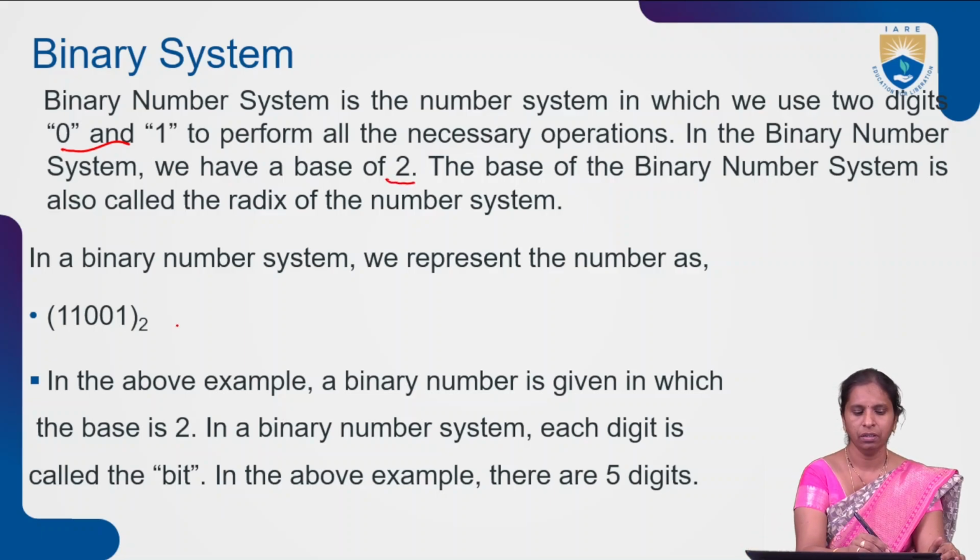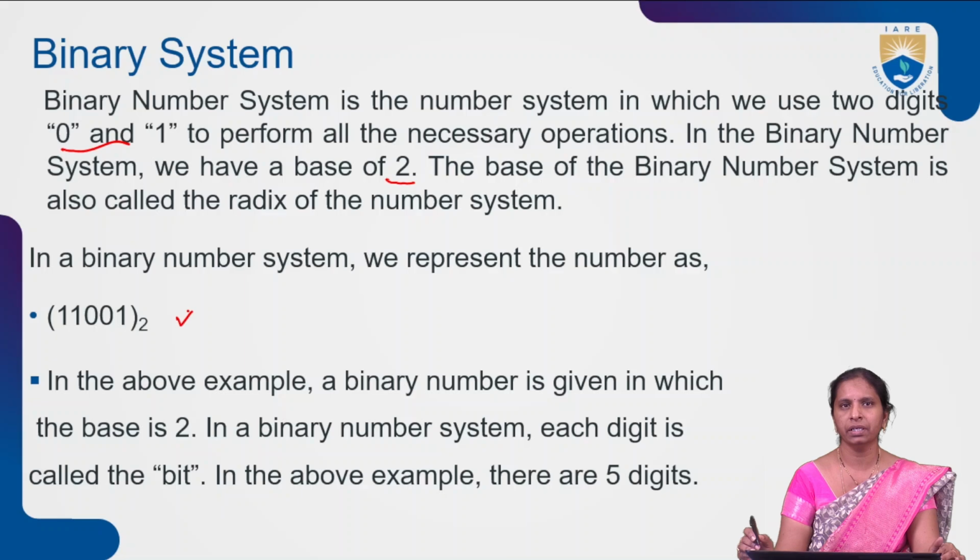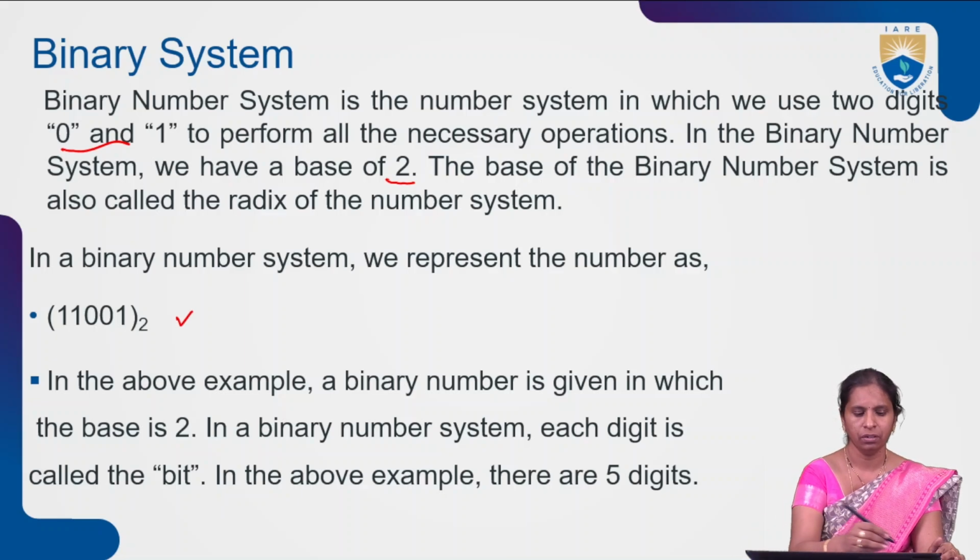For example, if you take the number 11001, this is a number which represents the binary number system. What is the base of the binary number system? 2. Why is it 2 here? Because it is using only two digits, 0 and 1. Therefore, the base here is nothing but 2.